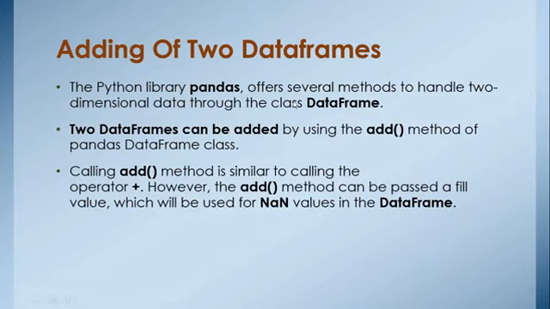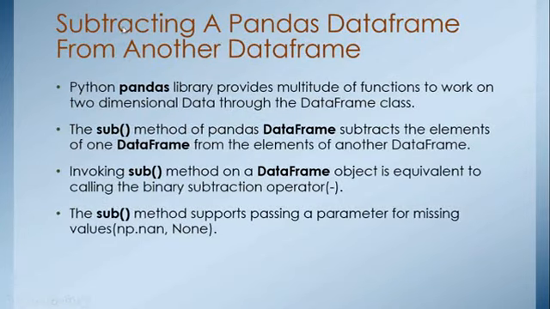So now first we have to understand adding two data frames. How do we perform addition? In pandas we can create two-dimensional data through the class DataFrame, and then we can call the add method of the pandas DataFrame class. It is similar to calling the plus operator. You know we can also use the plus operator for concatenations. Same as adding, we can perform subtract operations on data frames. The library provides the sub method of pandas DataFrame to subtract the elements of one data frame from the elements of another data frame.